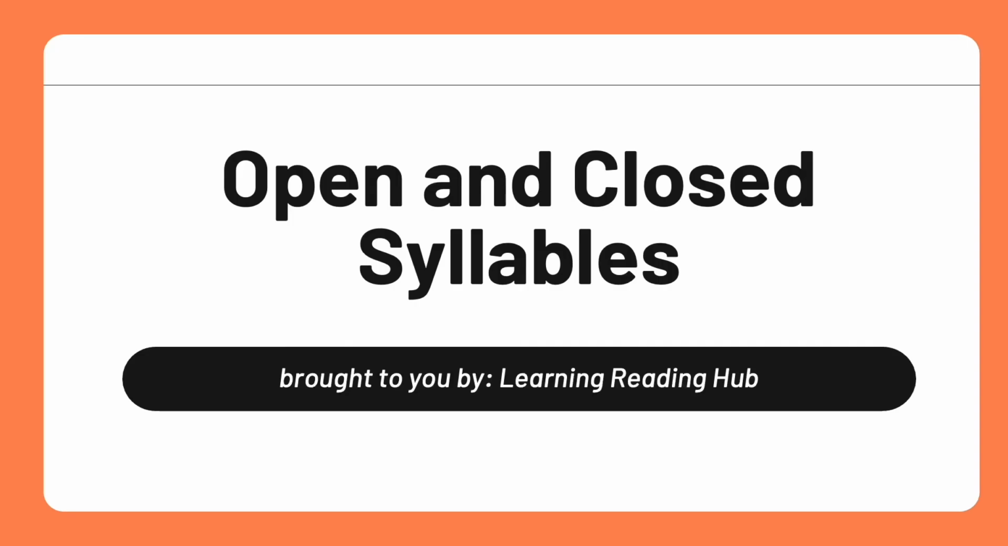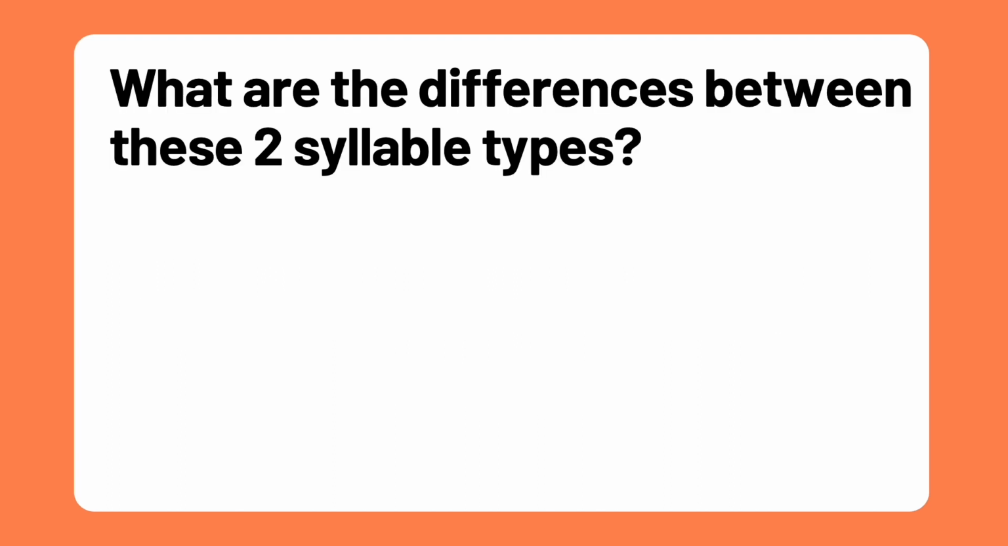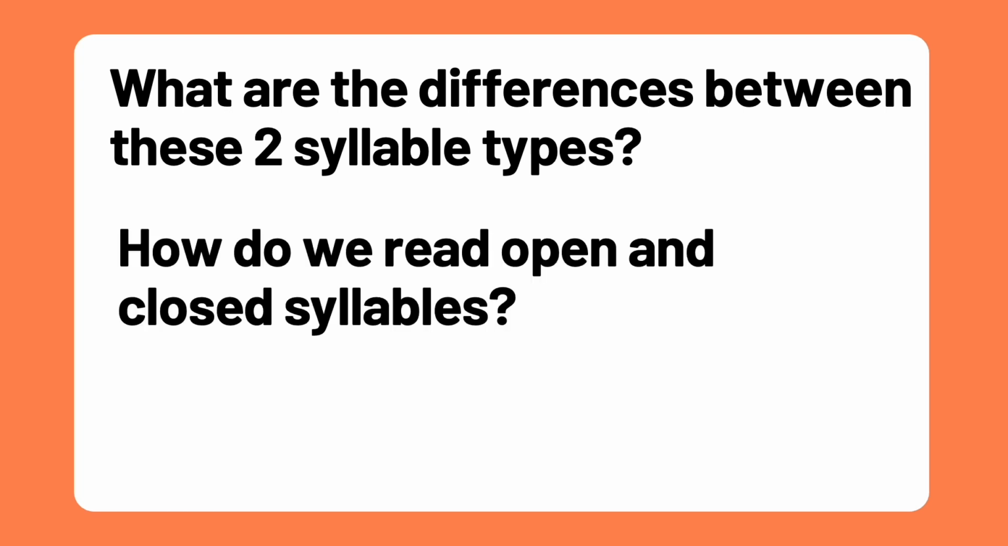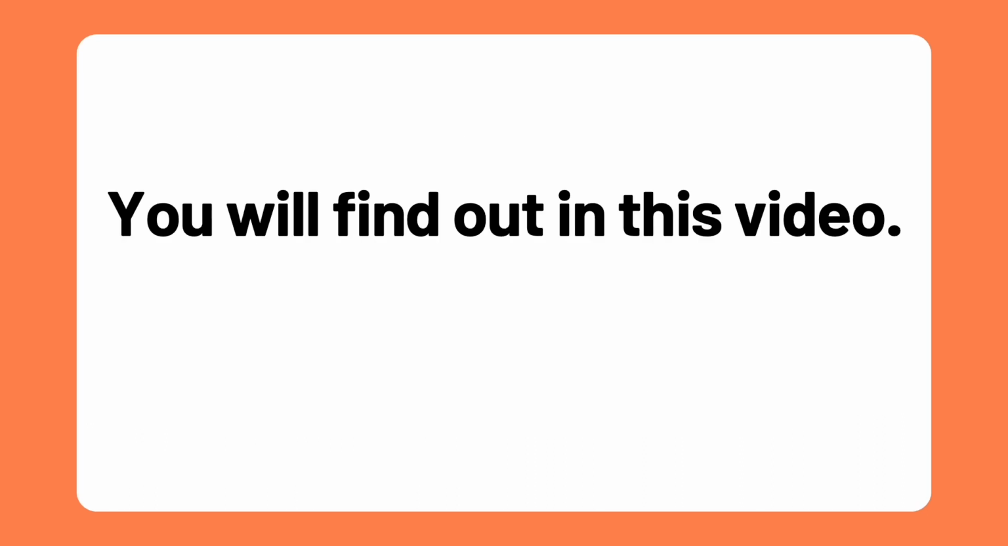Open and closed syllables. Open and closed syllables are two of the most frequent syllable types that occur in English. But what are the differences between these two syllable types? How do we read open and closed syllables? And why is it even important to know this distinction? You will find out in this video.